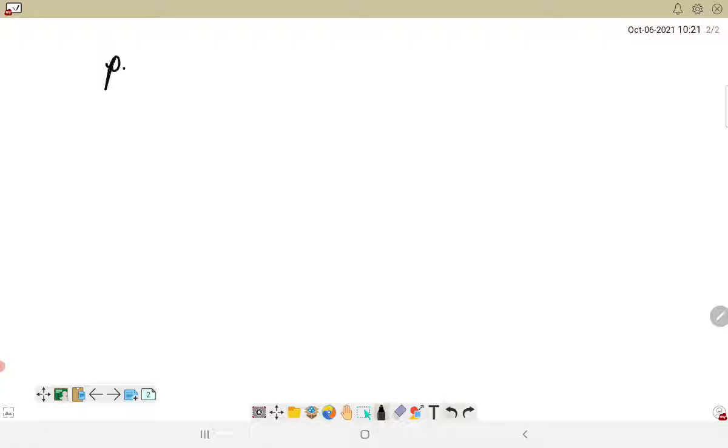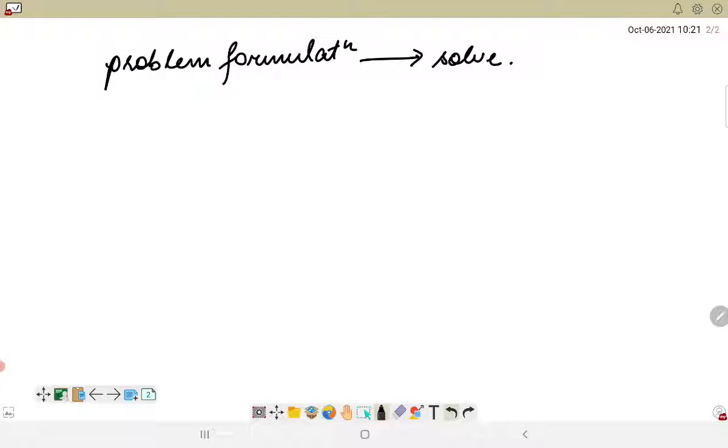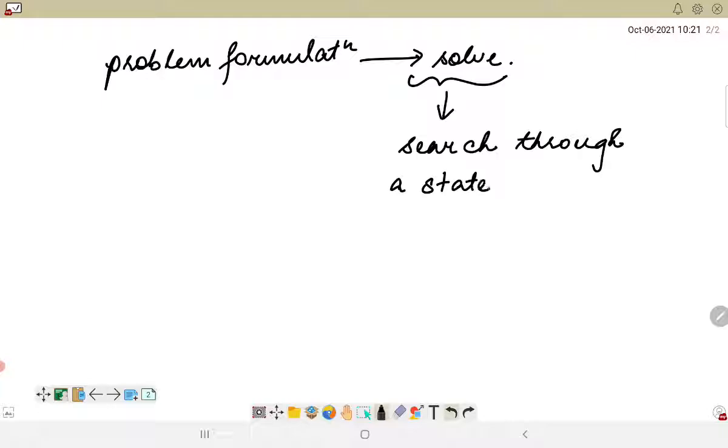Initially it comes with problem formulation, and then once the problem is formulated we have to solve that particular problem. Now, this solving part is basically done using search through a state space. The state space basically refers to a set of states from which we can find possible solutions.